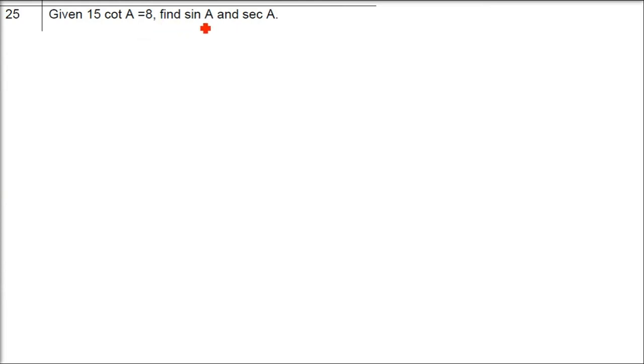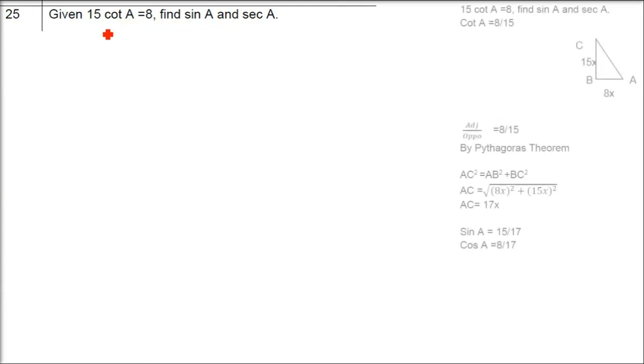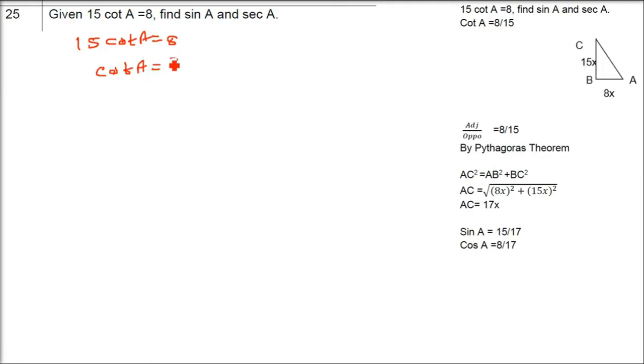Now given 15 cot A equals 8, find sin A and sec A. So 15 cot A equals 8. What is cot A? Cot A will be 8 by 15. So what will be tan A? Tan A will be 15 by 8.